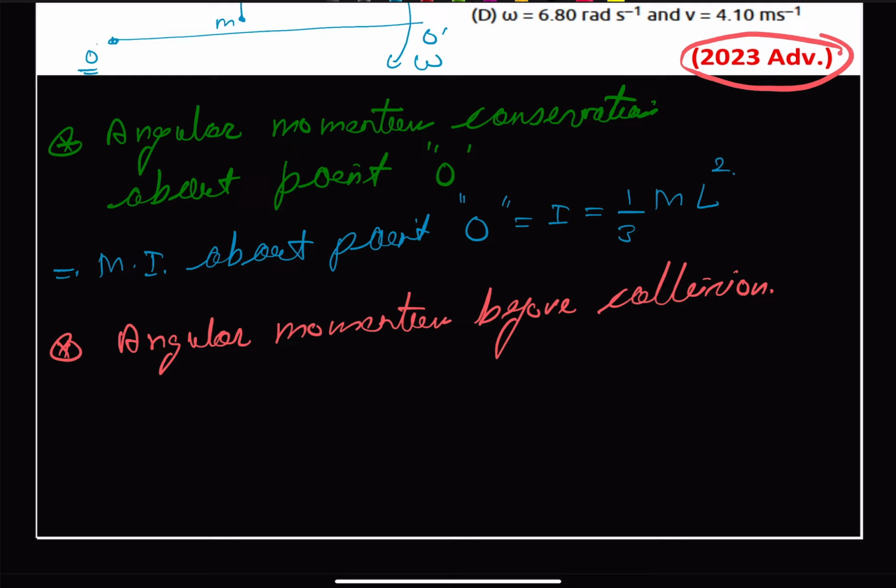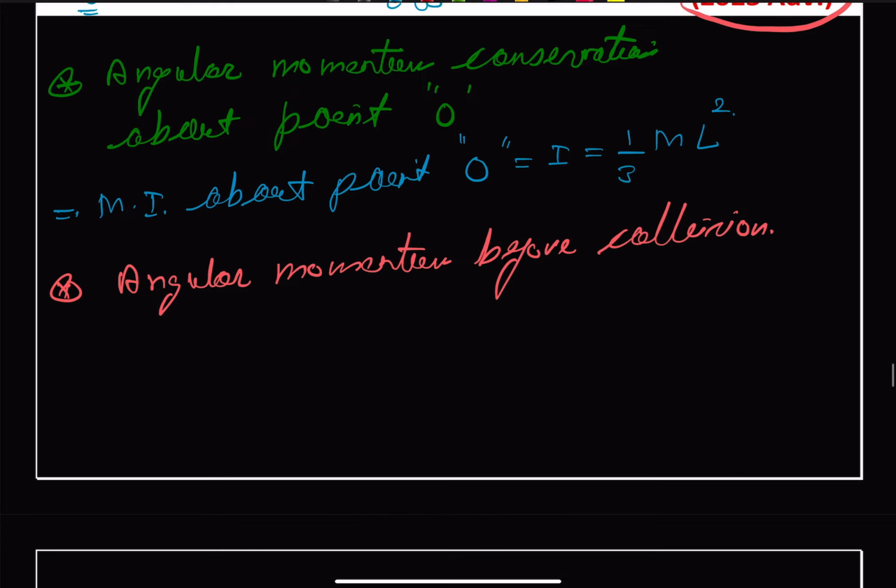Therefore we can say that our L initial will be equal to m u, and this comes as L by 2. We substitute the values, we get mass is 0.1, velocity is 0.5, 0.1, giving us 0.05.